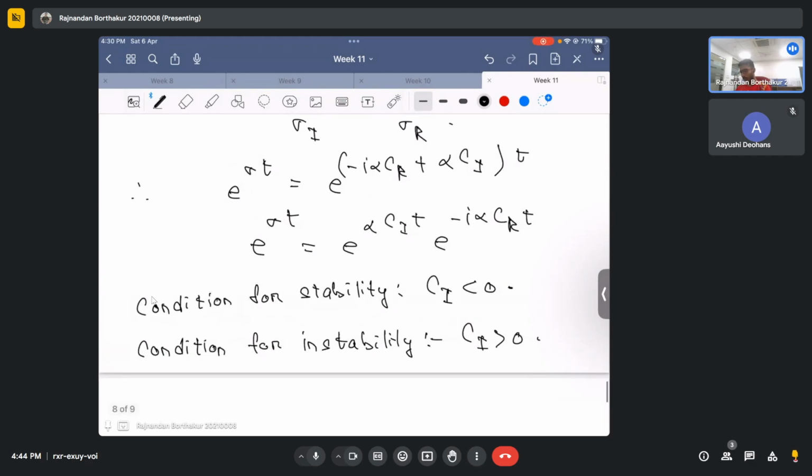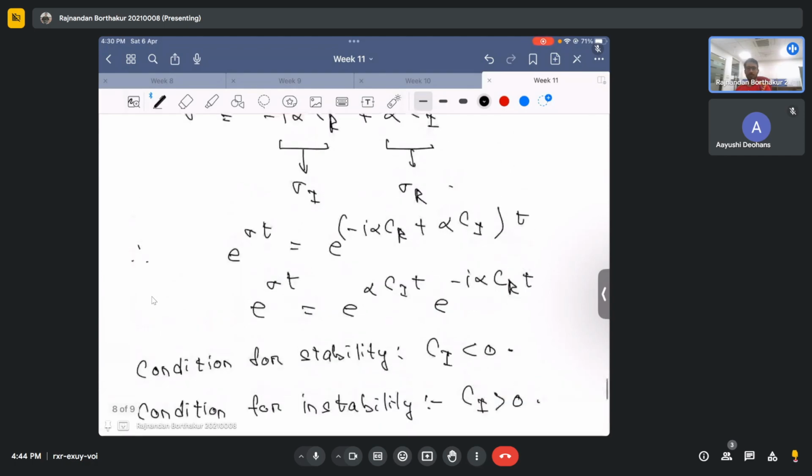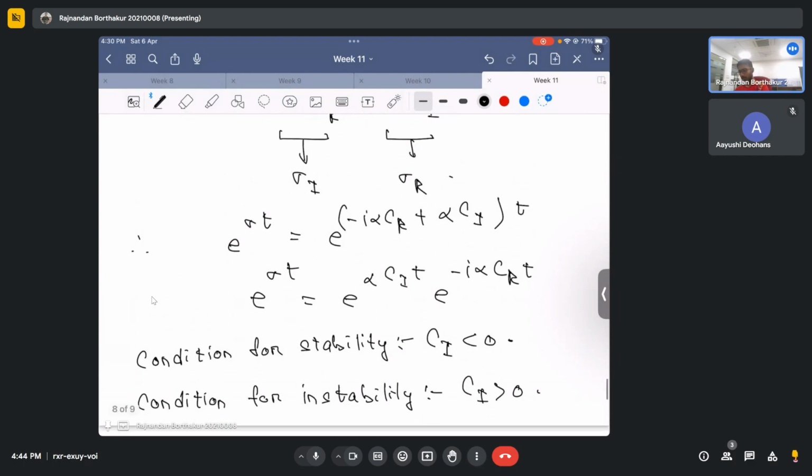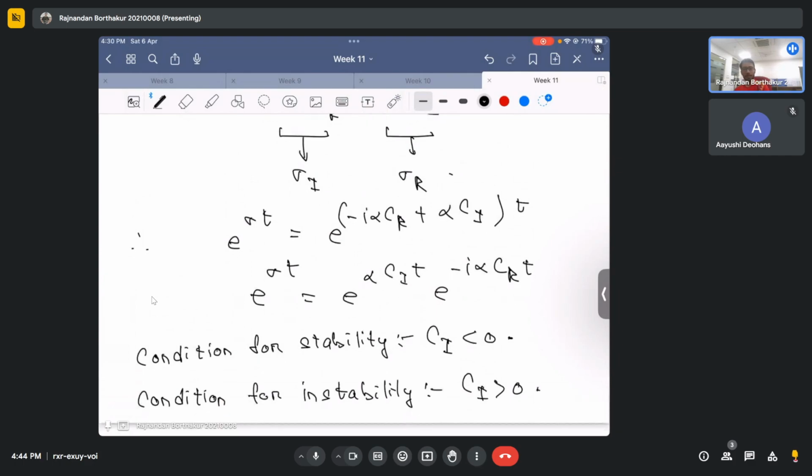Do you have any doubts on this? First of all, if you have any, you can ask. But I hope this is clear to you: in the process of obtaining the solution, we have also derived the condition for stability and the condition for instability.